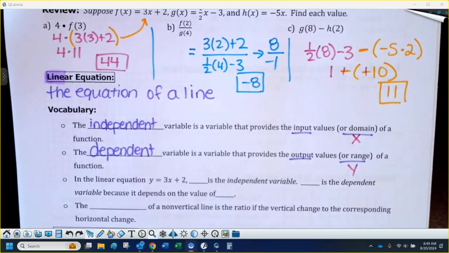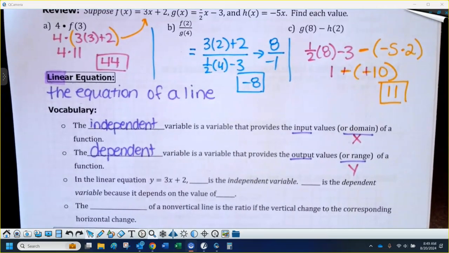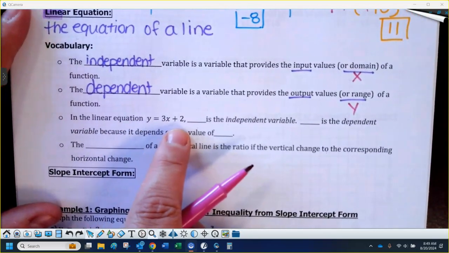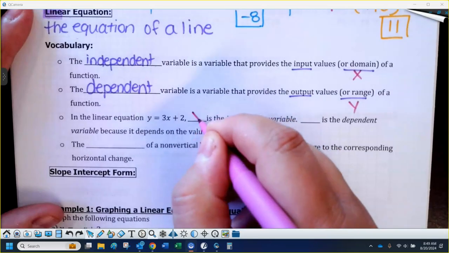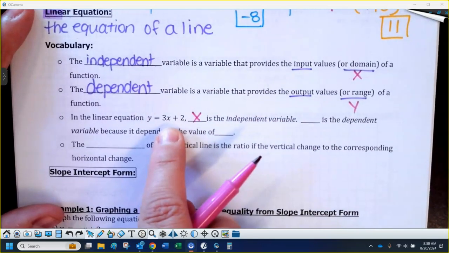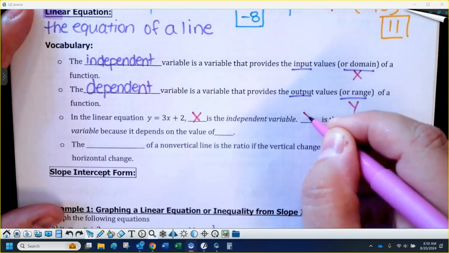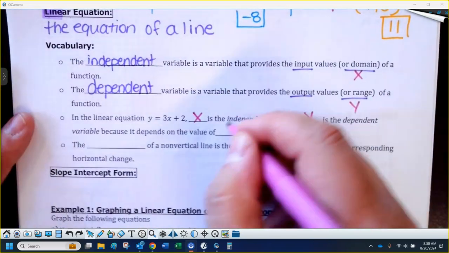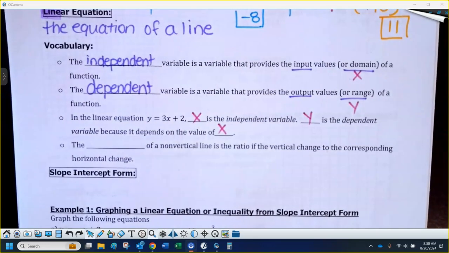When you guys are presented with an equation, we typically plug in an x value, just like we did on those equations above, and the result is going to be your y value. So in general, I just have a little example here. This says y equals 3x plus 2. Whatever I plug in for x, that's the independent variable. And again, y is considered the dependent variable because it depends on what you plug in for the value of x.